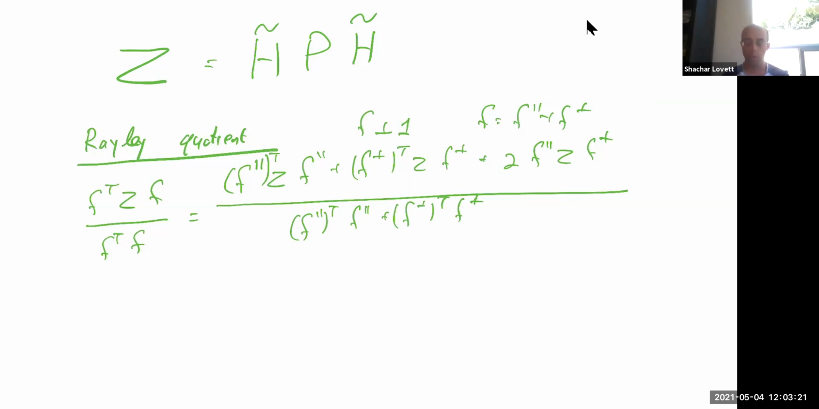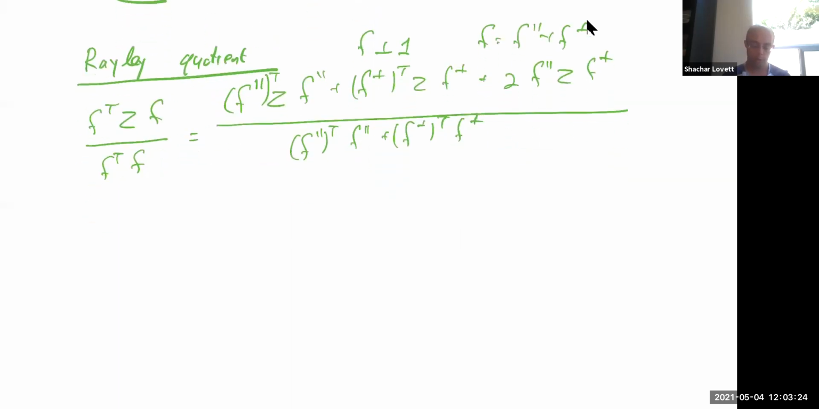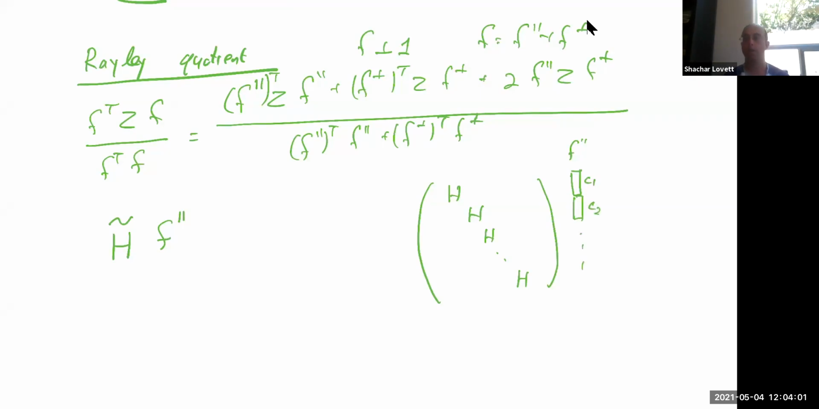Okay, so let's see what we know. Remember Z. What can I tell about H tilde applied to F parallel? Well, what does it look like? Here's H tilde, which is these local copies of H. And F parallel is some vector that in every block is going to be some constant. This is going to be some constant C1, and in the second block it's going to be some constant C2, and so on, just a local average.